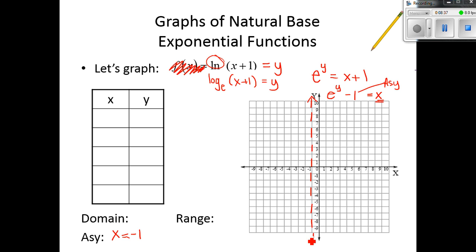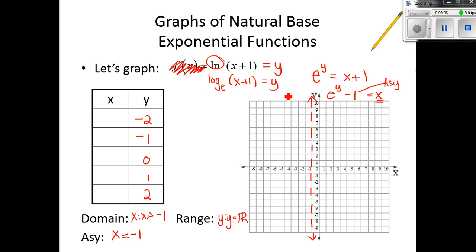Okay, and now that y is in the exponent, remember, now y becomes our negative 2 to 2. So our domain is x such that x is greater than negative 1. Okay, and our range is y such that y is equal to all reals. Okay, so our y is the all reals.